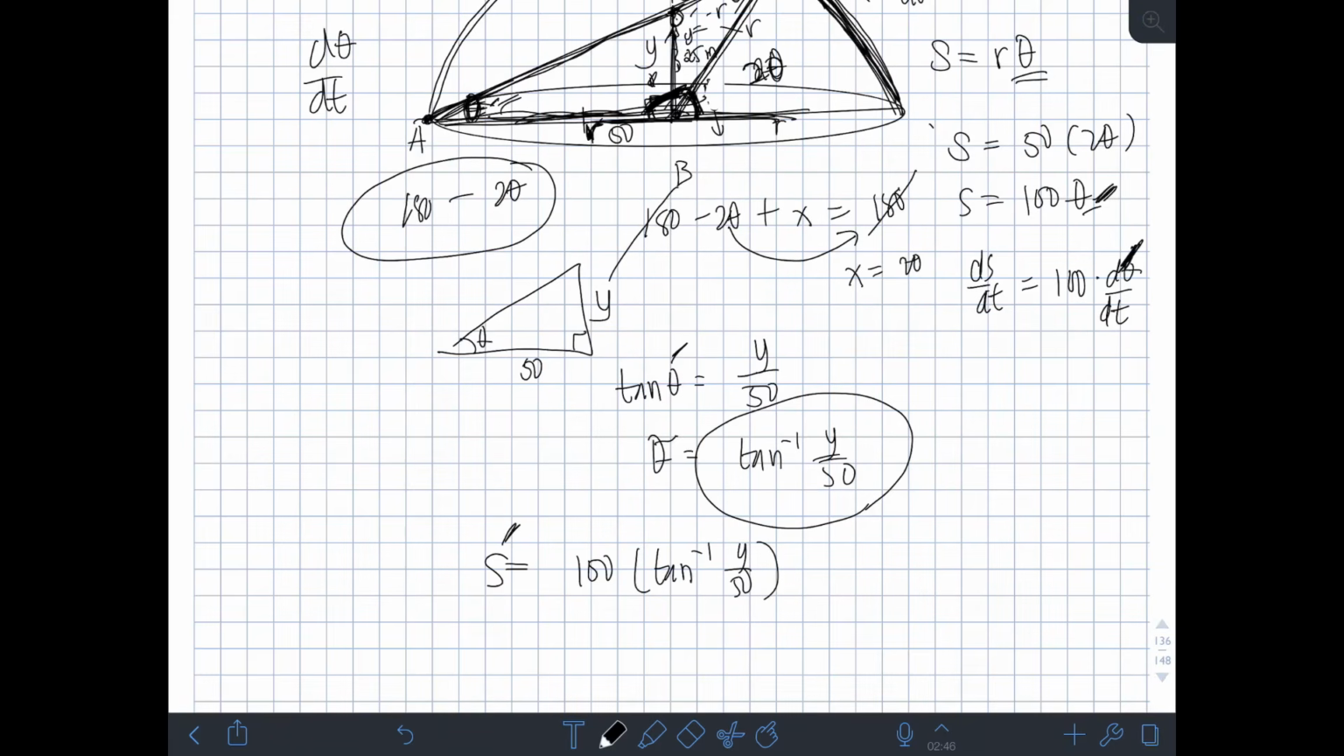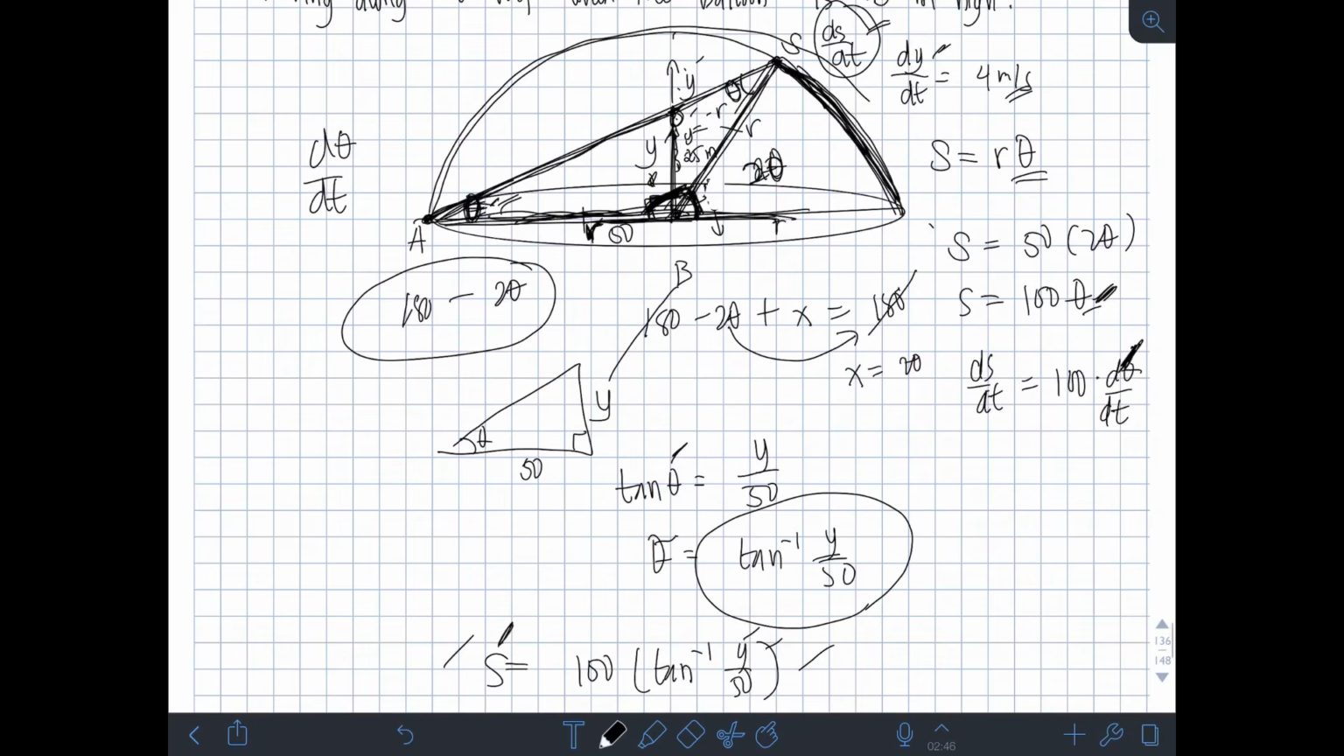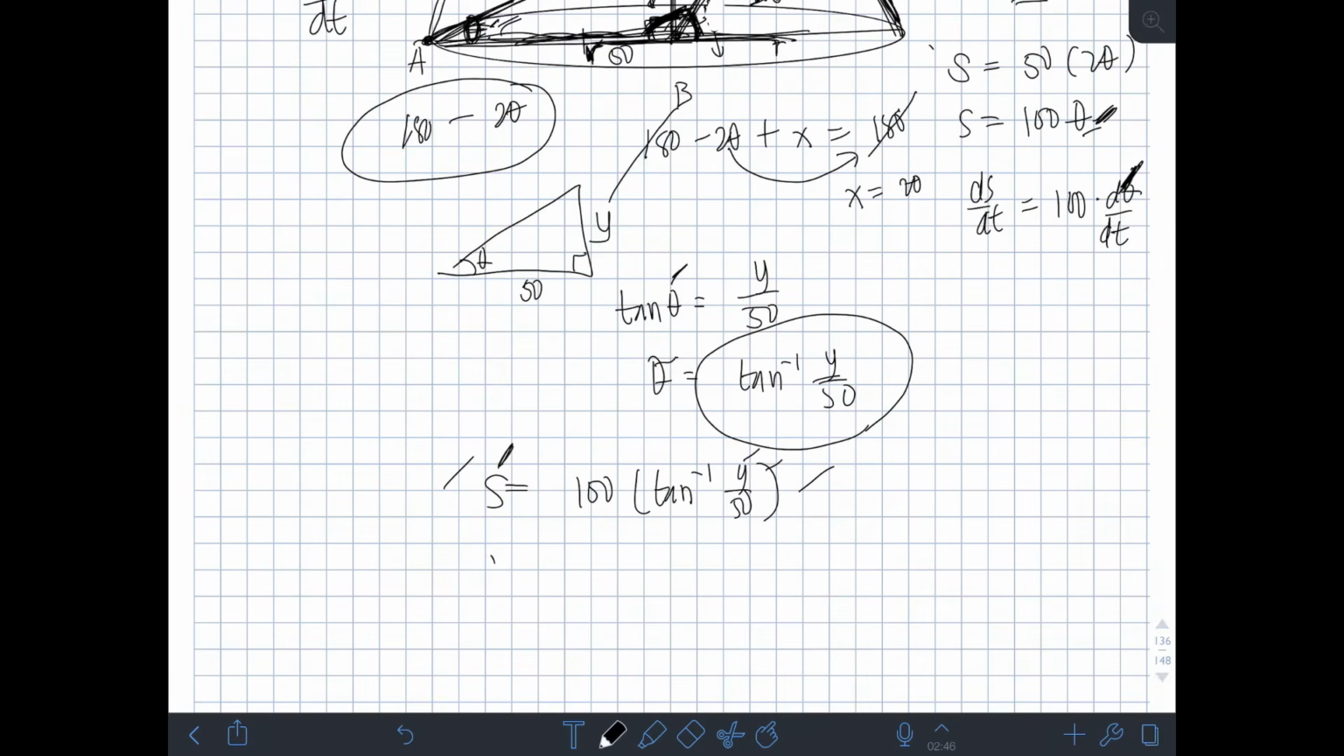So, narelate na natin yung s, yung arc length na s, dito sa y. Kasi kapag derivative na natin to both sides with respect to t, meron na tayong makukuhang dy over dt na may value tayo, right? 4 meter per second. Okay? So, we have sa implicit differentiation with respect to t. Derivative ng s is 1 times ds over dt or simply s na lang. Equal 100 times, so ito is arctan. So, anong derivative ng arctan? The derivative ng arctan nyo is 1 over 1 plus u squared du over dt.